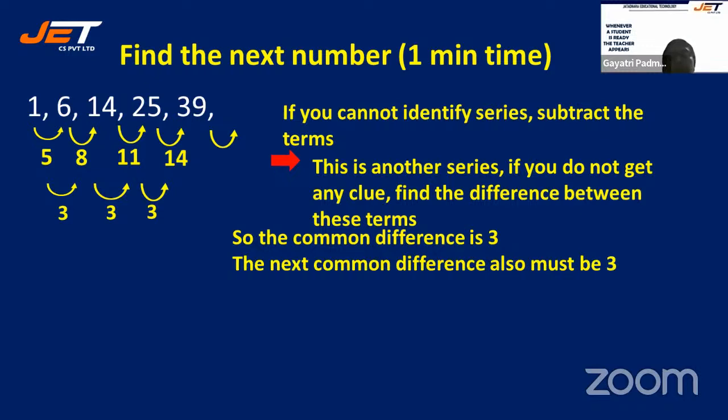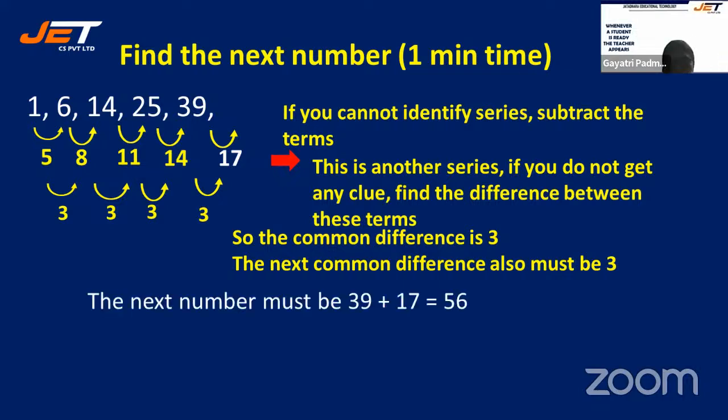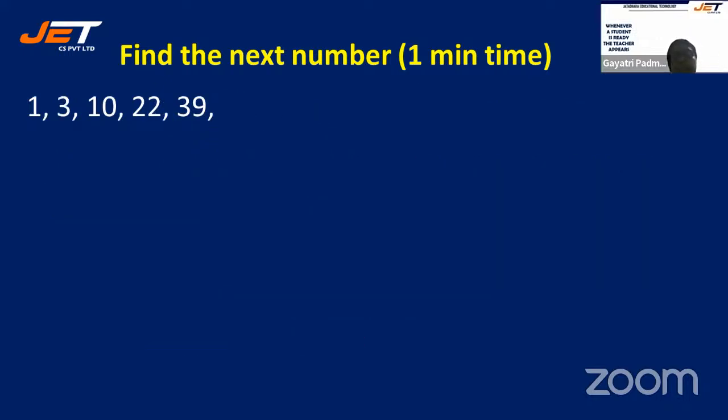So the next common difference also must be 3. So 14 plus 3 must be 17. Right? So the next number must be 39 plus 17, which will give you 56. All right? Yes. So let us try another one.